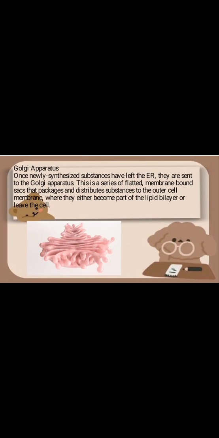Next is the Golgi Apparatus. Once newly synthesized substances have left the ER, they are sent to the Golgi Apparatus. This is a series of flat membrane-bound sacs that packages and distributes substances to the cell membrane, where they either become part of the lipid bilayer or leave the cell.